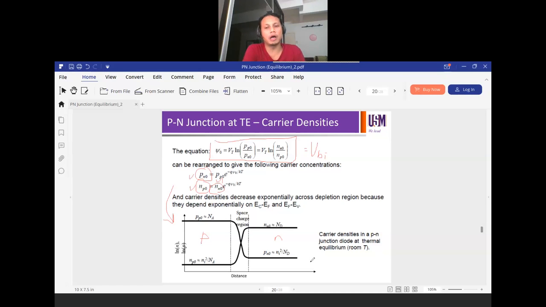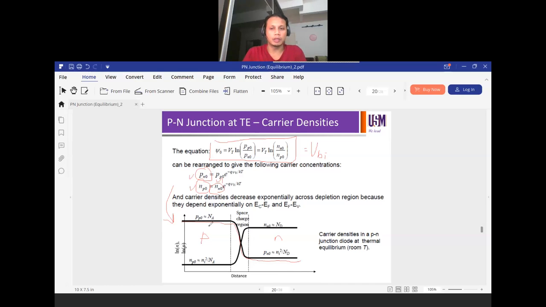So when you look at the profile of the carrier from left to right, from P to N, you can see that the concentration of carrier changes like this, right? It goes down through the depletion region. This one, the center one is the depletion region. And it goes down into this sort of profile in N-type.